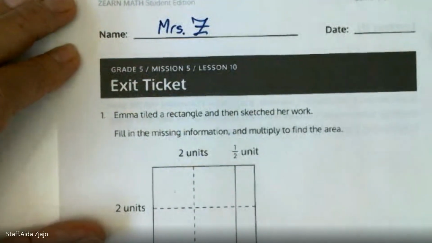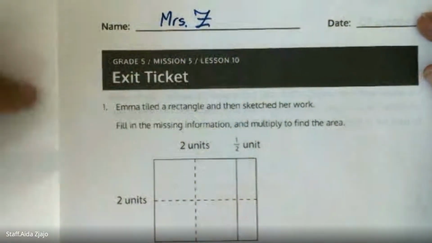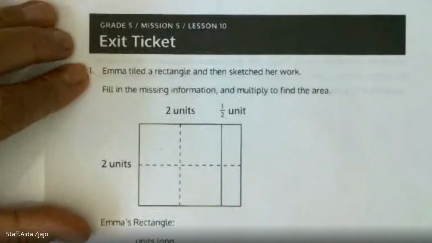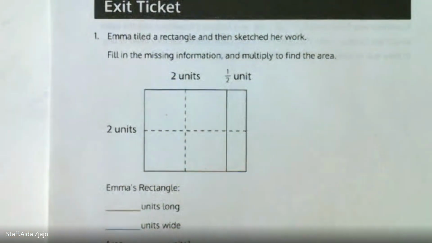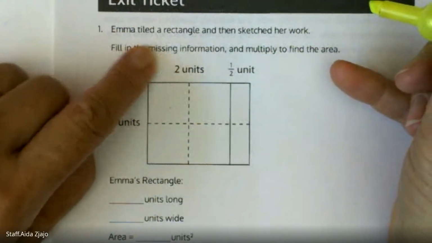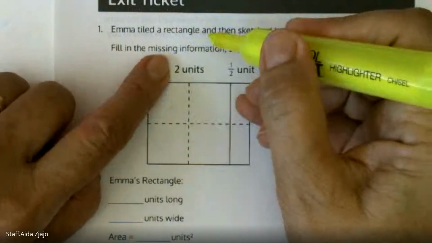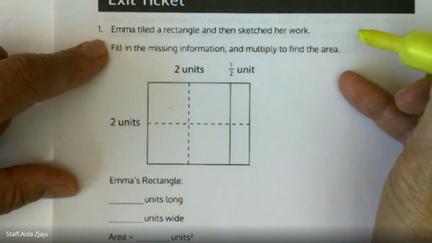Okay, we have grade 5, mission 5, lesson 10, exit ticket. Emma tiled a rectangle and then sketched her work. Fill in the missing information and multiply to find area.